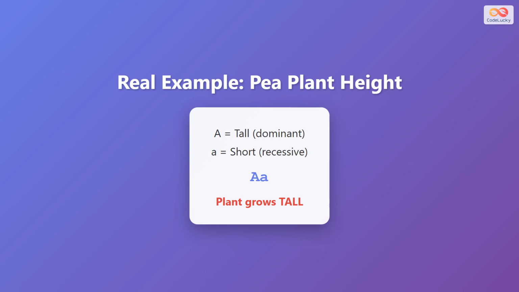Let's look at a classic example using pea plants. Capital A represents the allele for tall height, which is dominant. Lowercase a represents the allele for short height, which is recessive. If a pea plant has the genotype capital A lowercase a, it is heterozygous. Even though the plant carries the allele for short height, the dominant tall allele masks it. Therefore, the plant will grow tall.